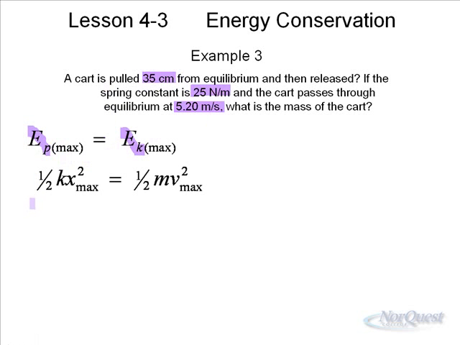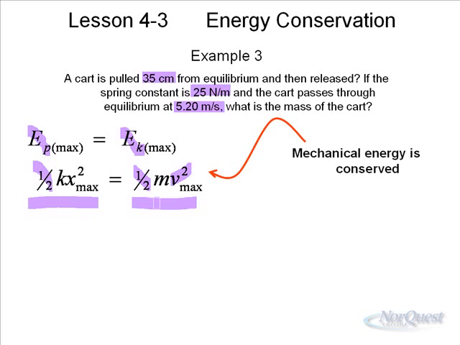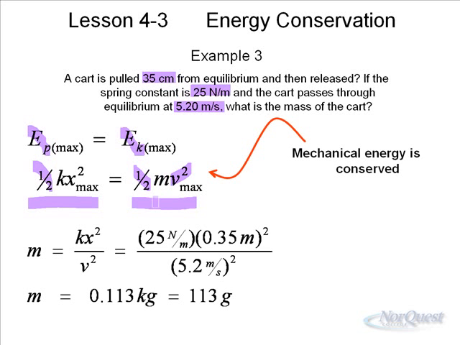And therefore, since potential is 1/2 kx squared and kinetic is 1/2 mv squared, we can solve for m by dividing both sides by 1/2 or multiplying both sides by 2. That cancels out the halves. And then dividing both sides by v squared, because we want to isolate m. And so when we isolate m, we end up with m is equal to kx squared over v squared.